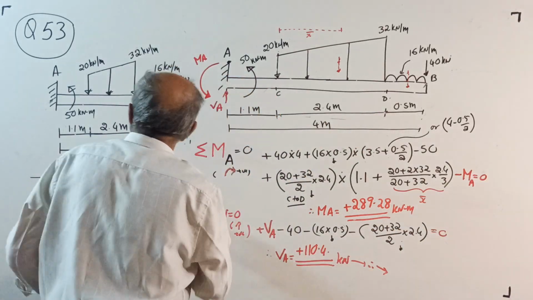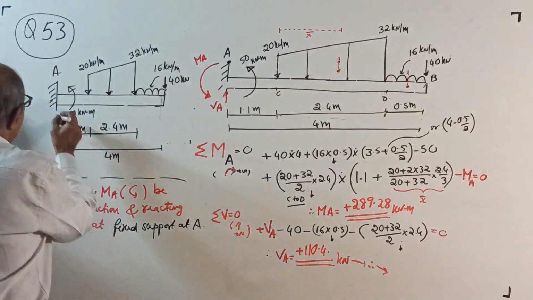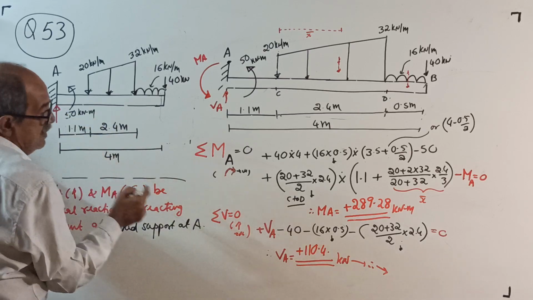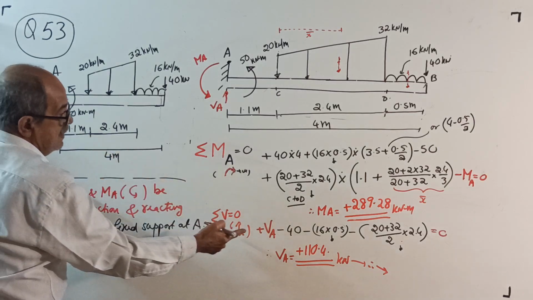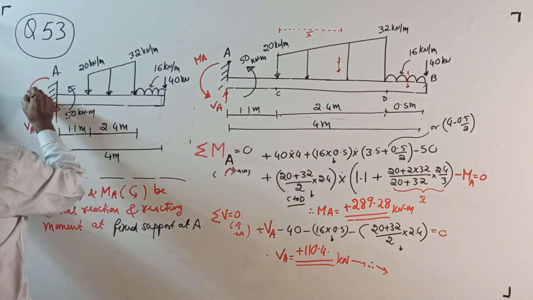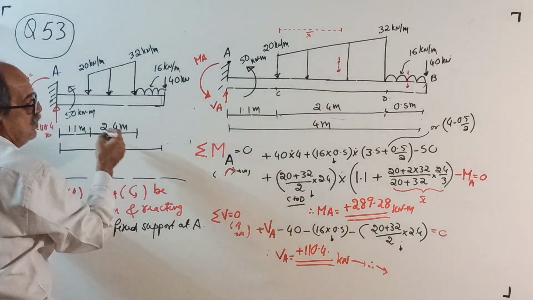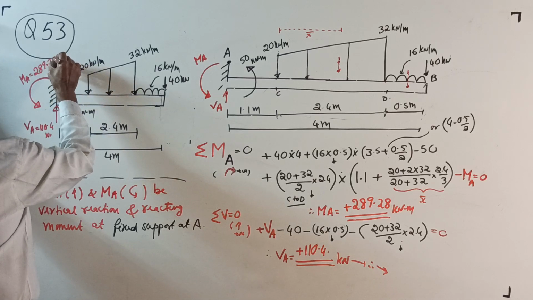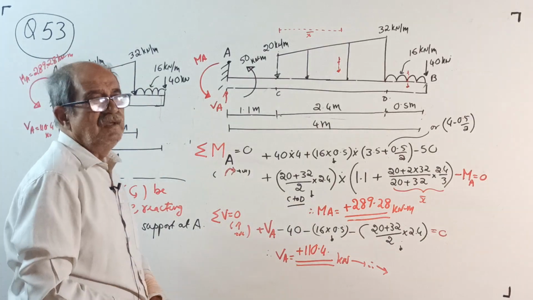Right, therefore, write the sketch once again there, and the support reactions are as shown below. This vertical reaction VA is equal to 110.4 kilonewton, and the reacting moment MA, we took anti-clockwise positive. Positive means the assumed direction is correct. This is all beyond the limit now. MA is equal to 289.28 kilonewton meter. This is the answer. Question over.